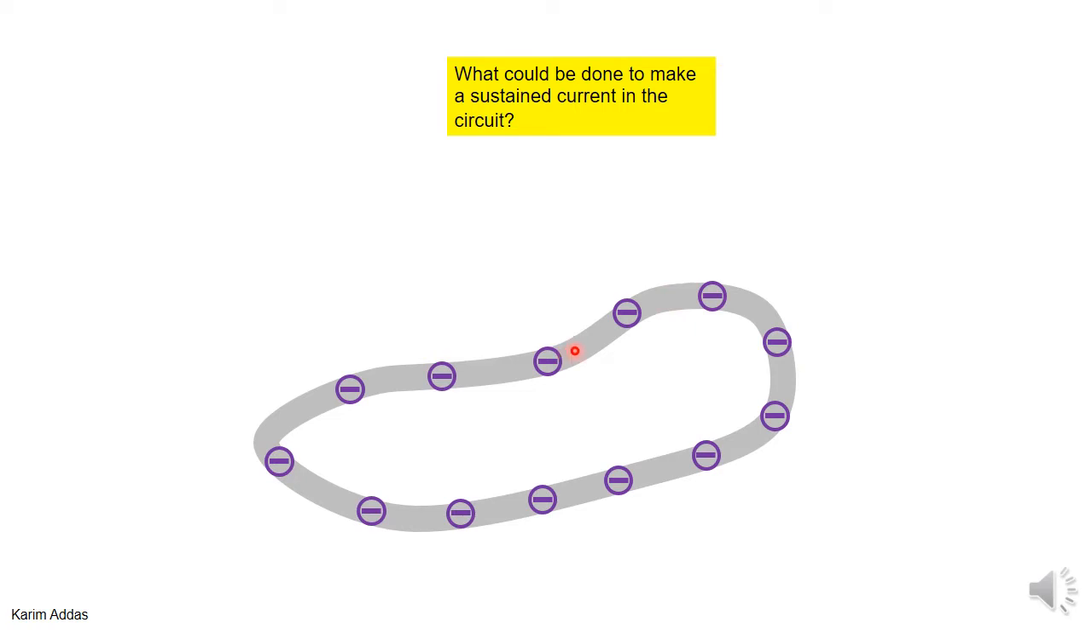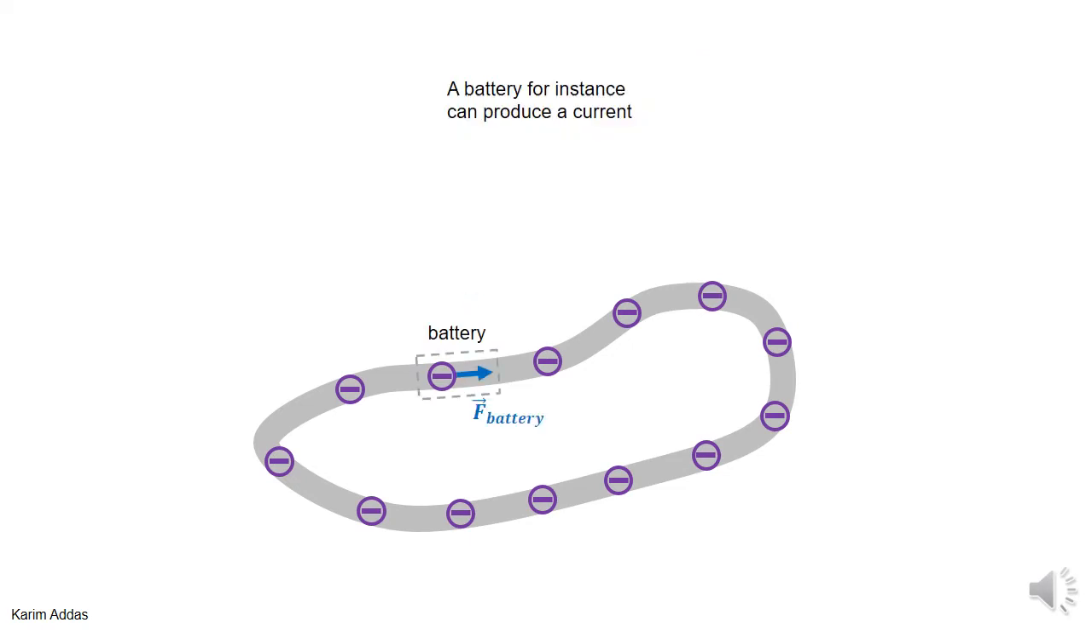What could be done for this loop of wire to make a sustained current in the circuit? By sustained current, I mean a current that doesn't die out with time, that just keeps on going. Well, one way to make a current in the circuit is very easy. You put a battery, and the battery is to pump charges from one side to the other side. So it takes the negative charges from this side and puts them on this side.